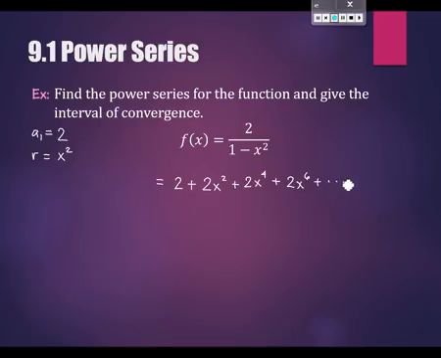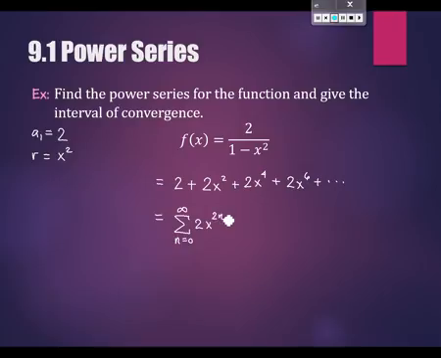Okay. Or if you want to write it in summation notation, you could do that too. How about n equals 0 to infinity 2 times x to the what? Yeah, it's x squared to the n, right? Or x to the 2n.